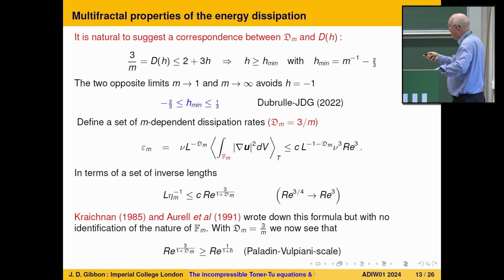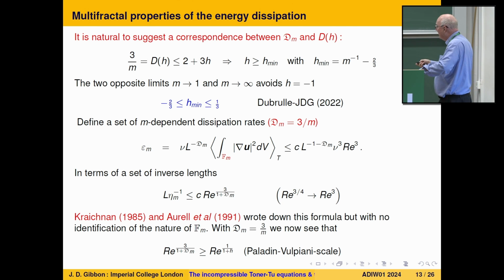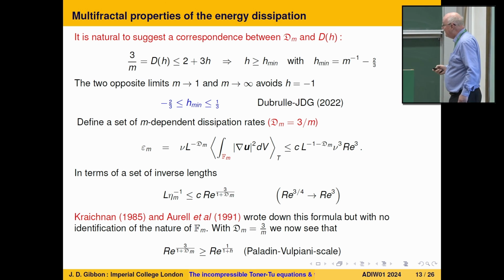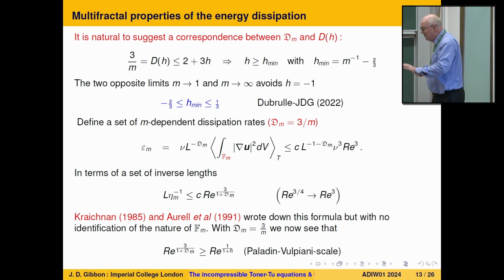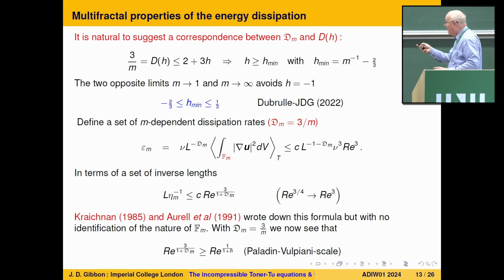Okay. Now, just one final thing. Where does that fit with the Paladin-Vulpiani scale? Well, it's trivial to say that the minimum of the upper bound is actually Reynolds over 1 plus h. So we've recovered the Paladin-Vulpiani scale properly as the minimizer of the right-hand side. Okay, now I'm going to say no more about multifractality and Navier-Stokes. I'm now going to move on.